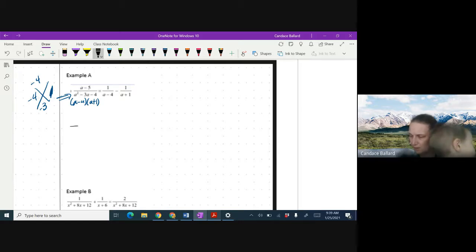All right, so I am going to rewrite this as A minus 4 times A plus 1. I'm only rewriting to give myself a little bit of extra space.